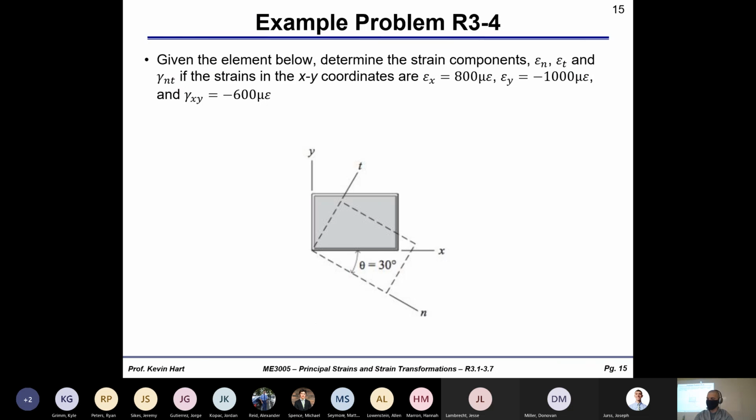So here's an example problem. We have some element in an XY coordinate system, and we know the strains in the XY coordinate system. I want to know what the strains are in the NT coordinate system using our transformation equations. Believe it or not, you did something like this already in your combined loading lab, even though you may not have necessarily known what you were doing. You did pretty much this exact same thing by using that matrix to transform the strains in your combined loading lab, lab number 1.